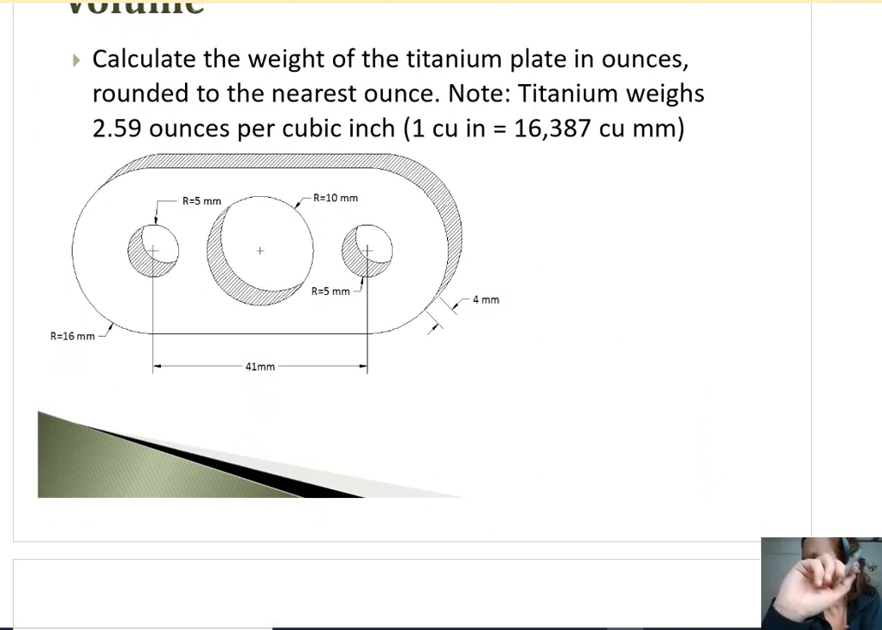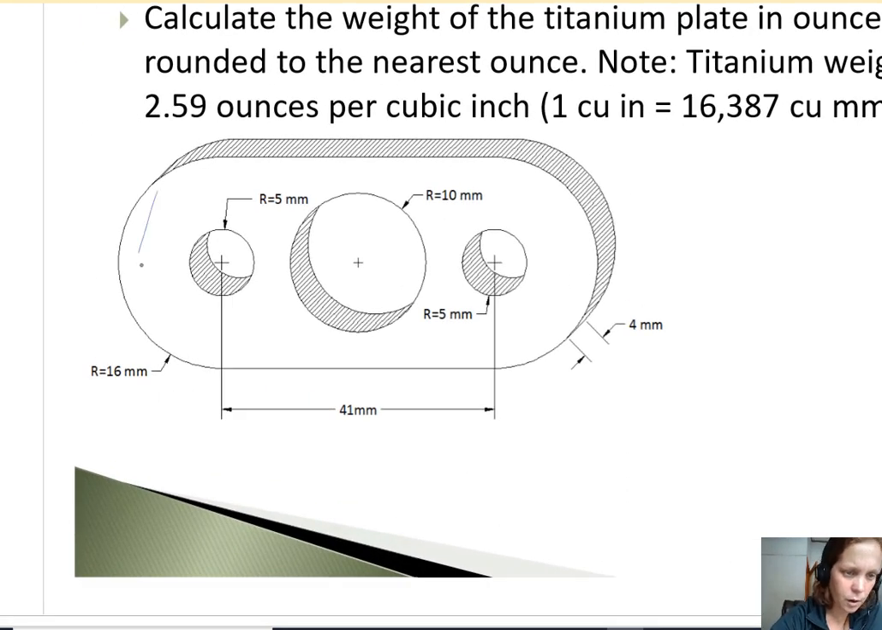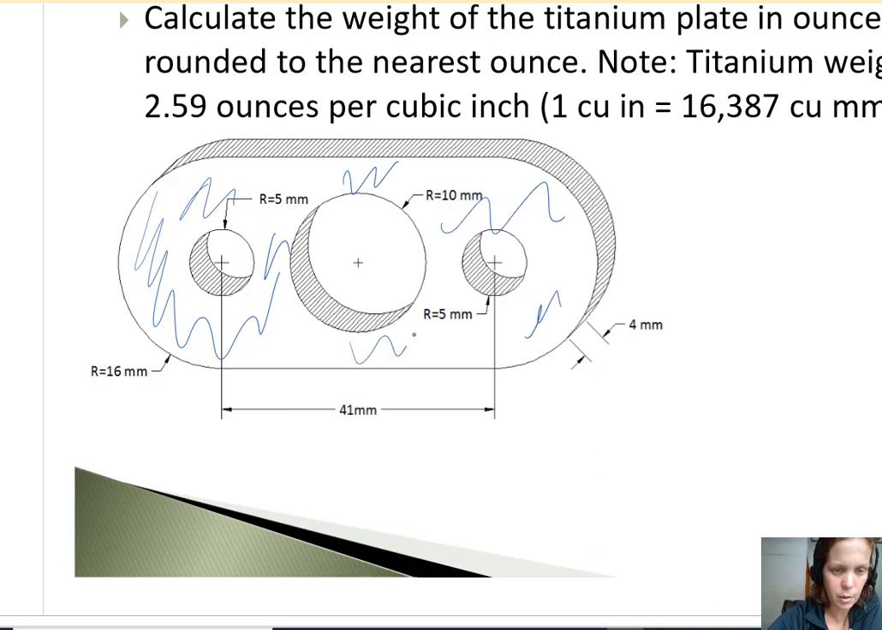Okay, now this one, a couple different things we're going to have to do here. This one's got a lot going on. If I want to find the weight of this titanium plate in ounces, first I need to figure out the area of the top. Once I can get the area of the top, and that's going to be the hardest part, then I'll be able to multiply by the height, or the thickness in this case. So again, the base is the shape that's going to continue throughout whatever the height is, 4 millimeters.